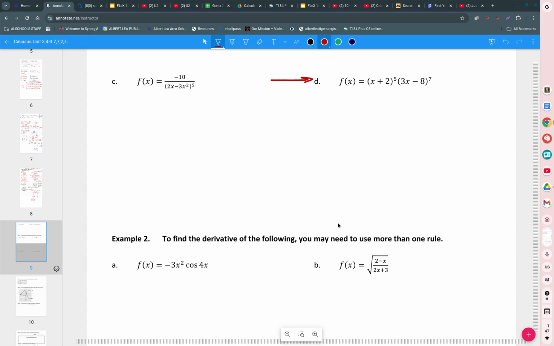So if multiplying those two expressions together is the last thing you do, then the first thing we set up is the product rule, without a doubt. This is a product rule problem. This is F, and this is G.